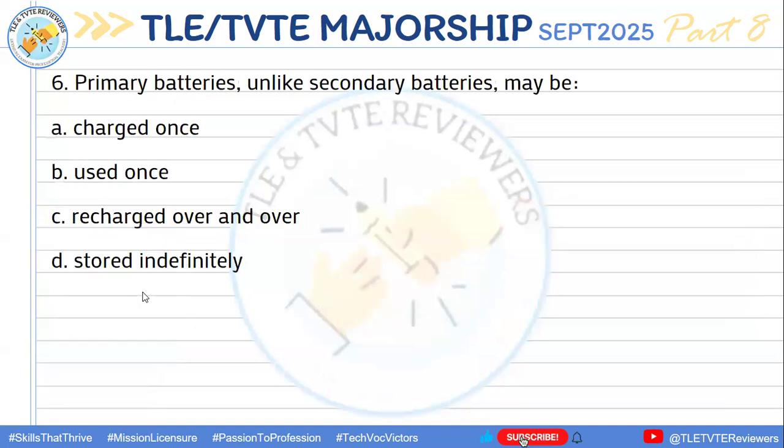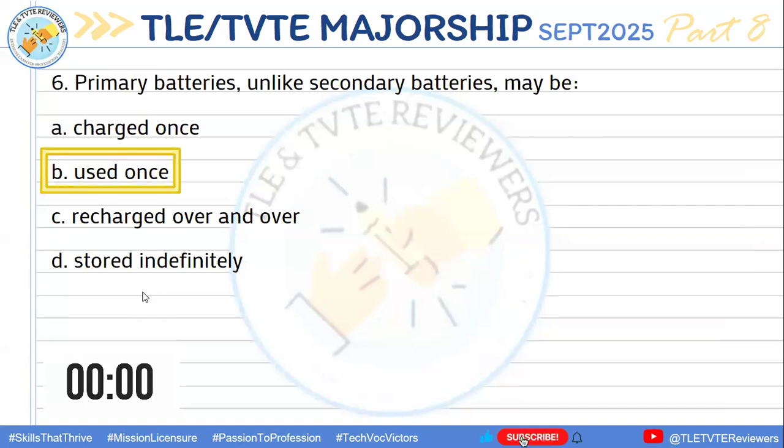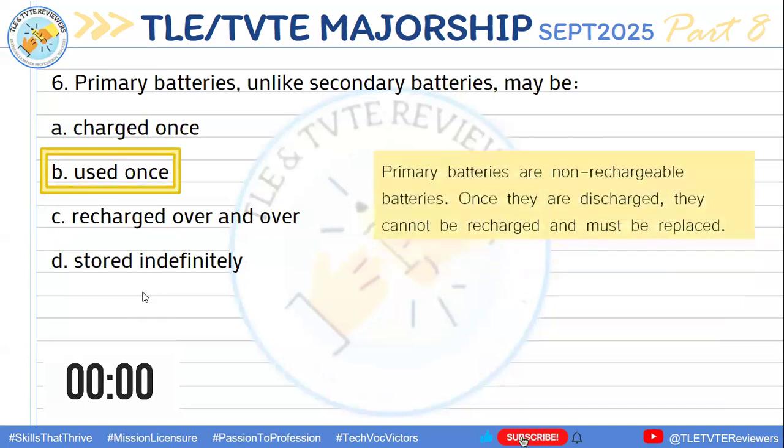Number 6. Primary batteries, unlike secondary batteries, may be A, charged once, B, used once, C, recharged over and over, or letter D, stored indefinitely. Answer letter B, used once. Primary batteries are non-rechargeable batteries. Once they are discharged, they cannot be recharged and must be replaced.